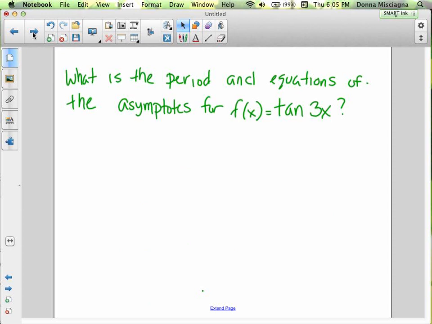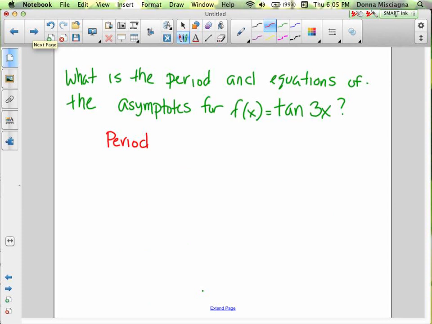What's the period and equations of the asymptotes for f of x equals tangent 3x? Let's find both period and the vertical asymptotes. To find period for sine, it's 2 pi divided by b. Or to find period for cosine, it's 2 pi divided by b. To find the period for tangent, it's just pi divided by b. Because normally the period for tangent is pi. Right? The distance between those vertical asymptotes, if the tangent graph has not been transformed at all, is pi.